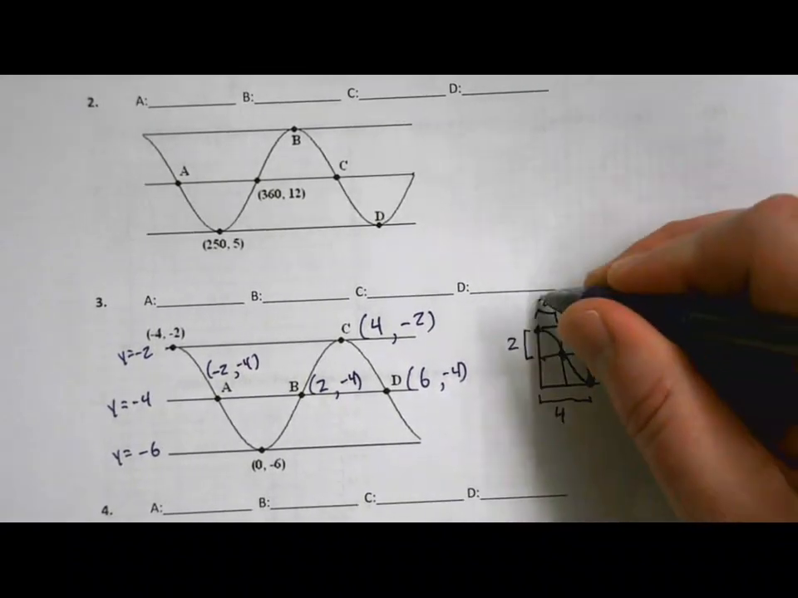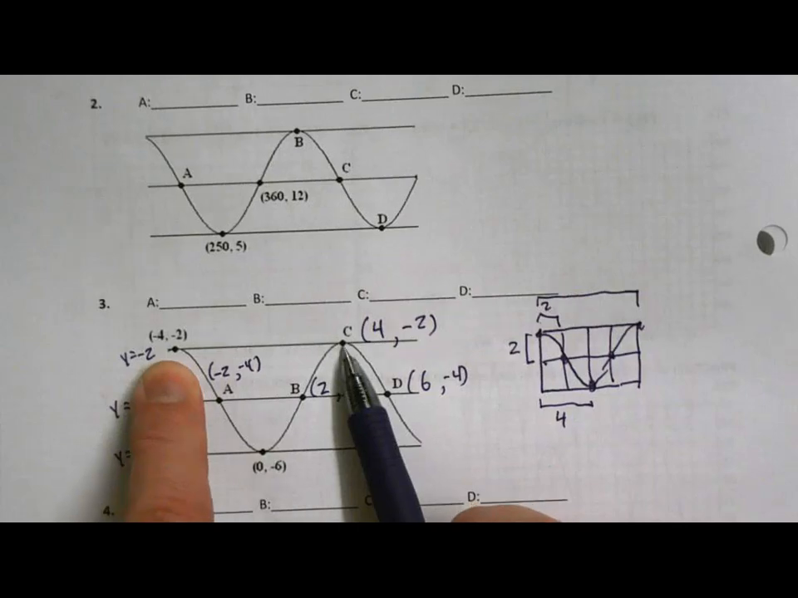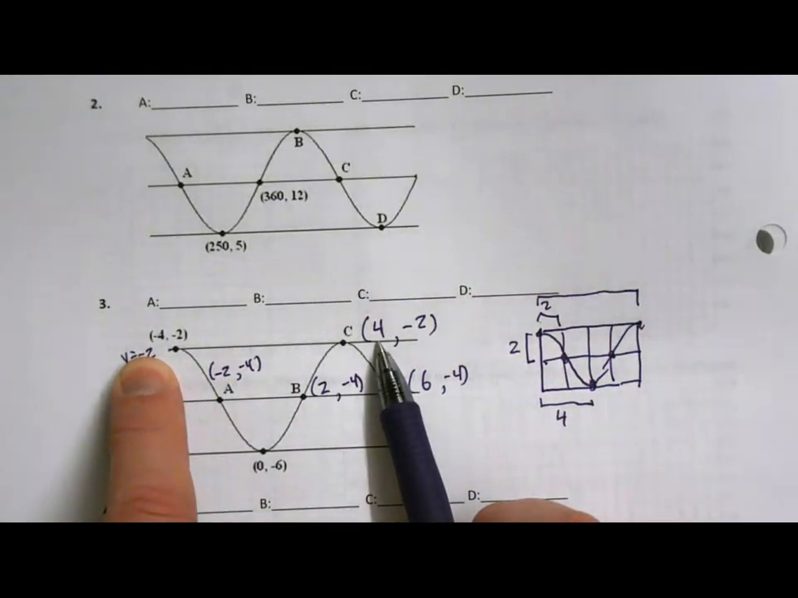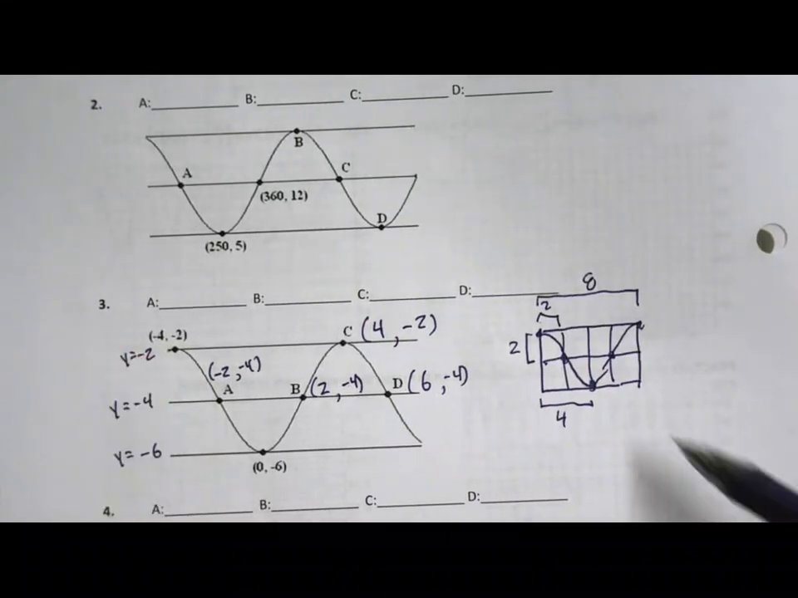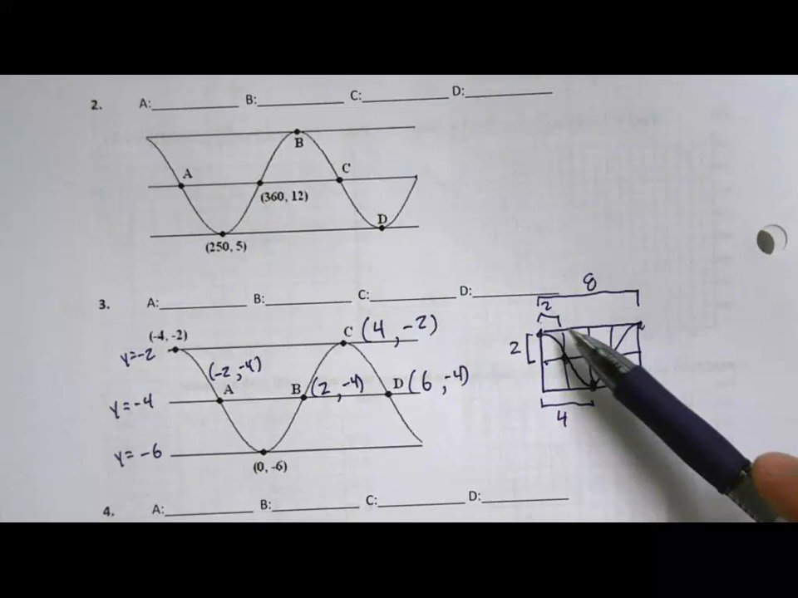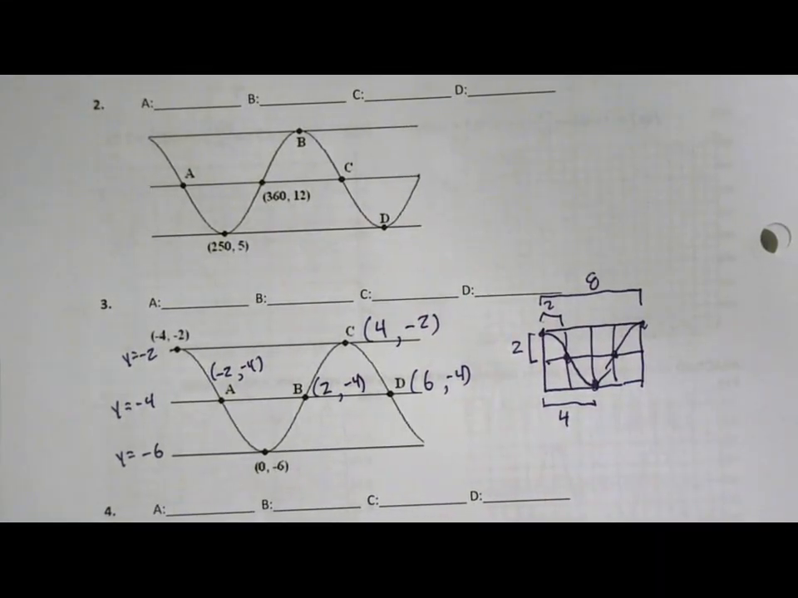We also need to know our period. So the length of the whole thing from here to here. We could look at the x-coordinates and see it's -4 to 4, so that's 8. Or think about the fact that each of these divisions is 2 and there's 4 of them. Either way, we get a period of 8, and that's going to help us find our omega.